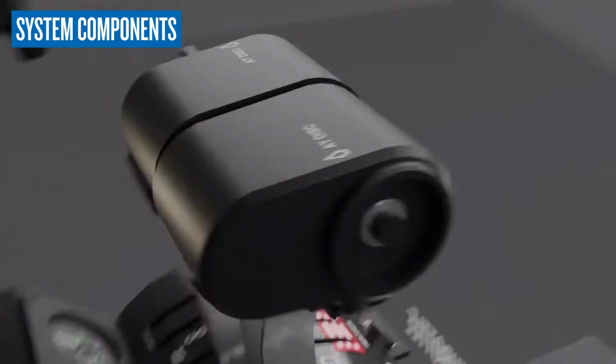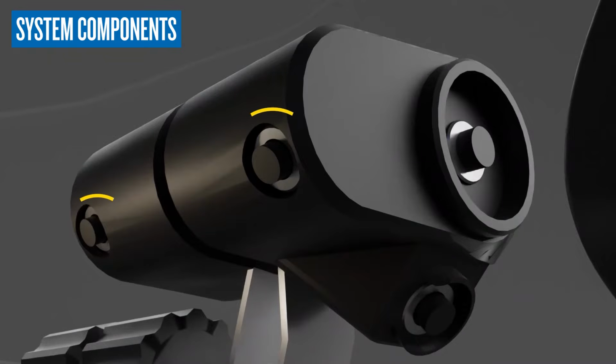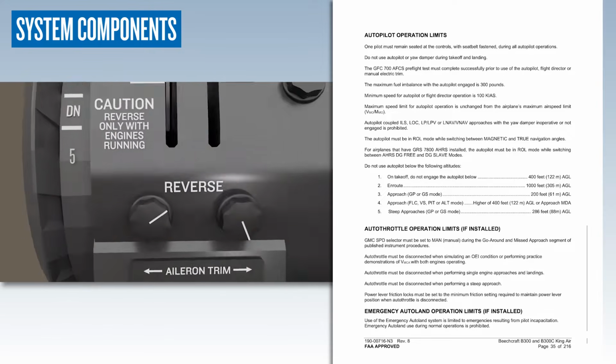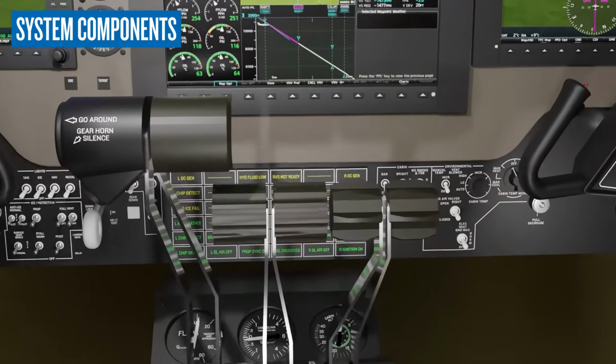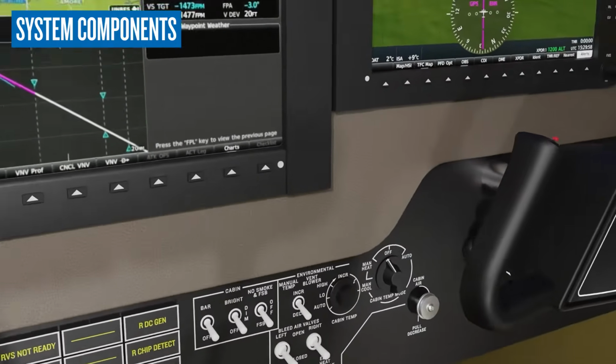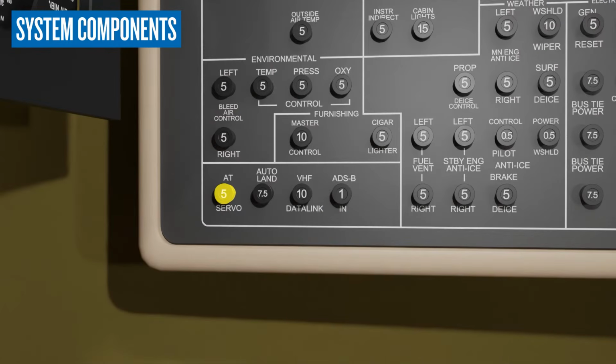The autothrottle disconnect switches are located on the B300 power levers in the same location as the B200. Note the B300 AFMS limitations also call out proper setting of the power lever friction locks. In the B300, you'll find the AT servo circuit breaker located here, in the bottom left-hand corner of the right-hand circuit breaker panel. Make sure to familiarize yourself with the breaker's location in your aircraft.